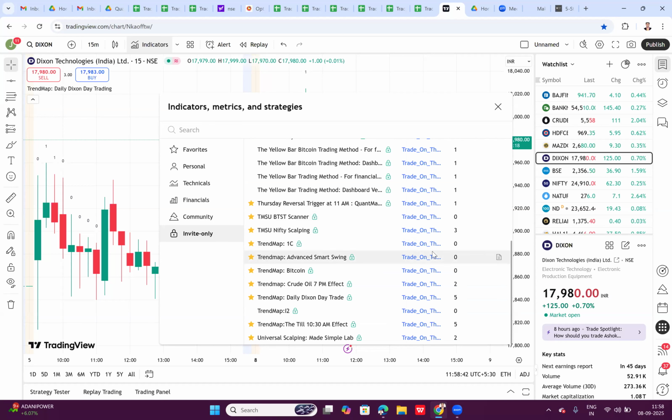I hope you all have full clarity in the rules of the Dixon daily trade indicator. If you have any doubt in any rules of the Dixon daily trade indicator for trade in Dixon future or option, in MazDock, in Dixon or in Suzlon, then feel free to connect with me on my number. Okay. In live market also you can connect with me for all your questions. After market also you can connect with me for all your questions.